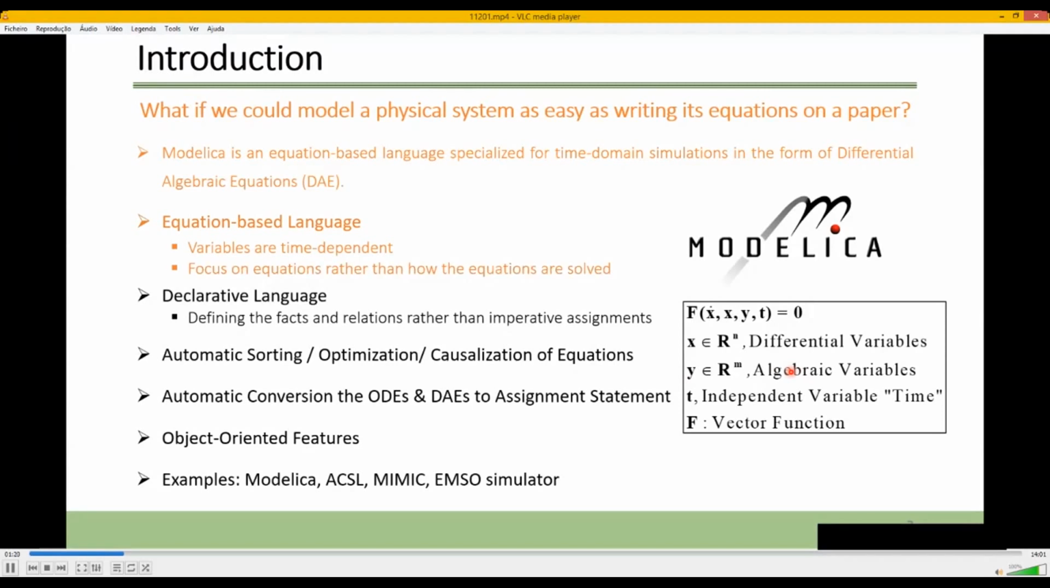It allows modeler to concentrate further on defining the models, rather than how the equations are solved. Modelica is a declarative language, in the sense that it defines the facts and relations rather than defining workflow or imperative assignments. It assumes that the algorithm used to the numerical solver will be provided by an appropriate compiler of the language. It's the language duty to sort and optimize these equations, make it causal, and finally convert it to C code and hand it over to the select solver. Modelica is not the only equation-based language, but for sure the best one so far. The language supports the concepts of object orientation, such as inheritance, modularity, and encapsulation.